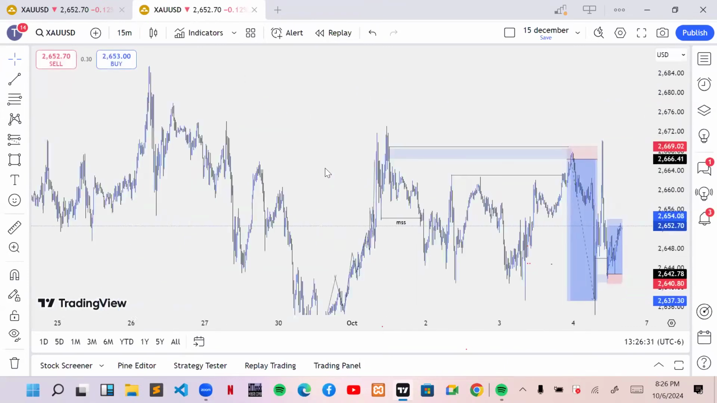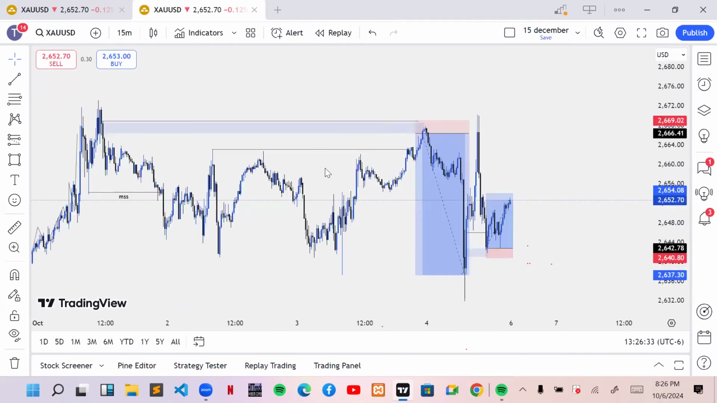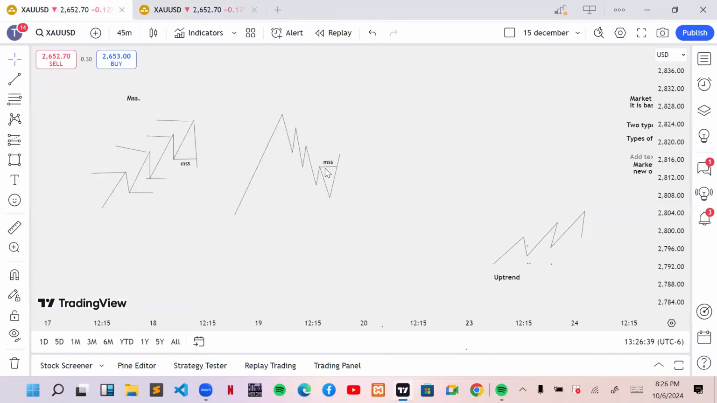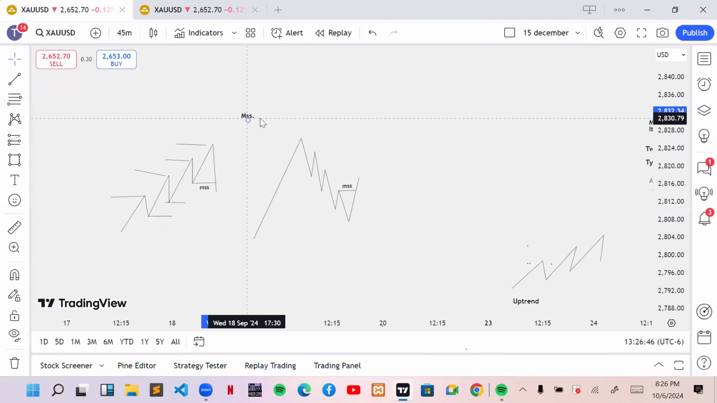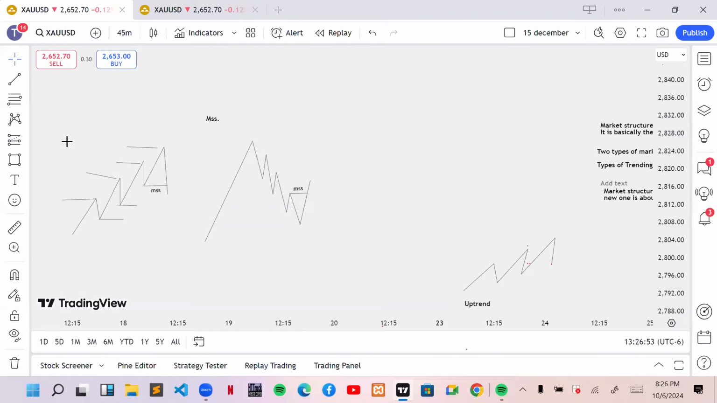You understand? So that was a market structure shift for the upside, and the same applies for a bullish market that turned bearish, and also for a bearish market that turned bullish. That is one thing I look out for in the market structure part of the strategy. The second thing I look out for is a break of structure. Now, what do I mean by a break of structure?